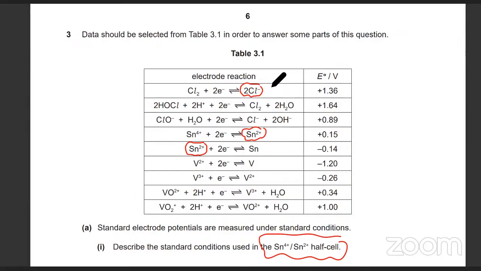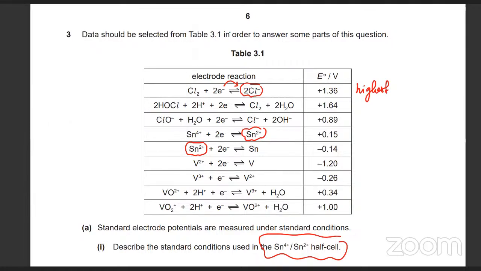Sir, we'll use the plus 0.15 one for Sn, right? What's the rule? The higher potential gains electrons and the lower potential loses. So who's the highest potential in all the three reactions? 1.36. So that's the highest, right? So that means it would always be gaining electrons, because it's a very high potential. So it has already gained electrons, so nothing will happen because we already have Cl minus ions.